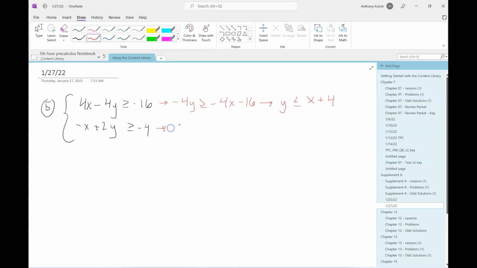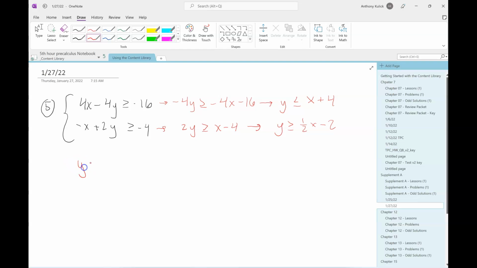And then similarly over here, adding x to both sides, and then dividing both sides by 2. Since here we're dividing by a positive, the inequality symbol doesn't change direction. So far, so good.